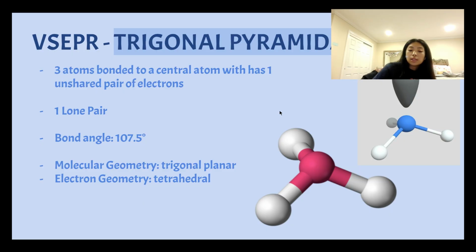So if you look at this, this is the molecular geometry. You have your central atom, and you have three atoms around it. But what causes this shape to not be the same as a trigonal planar is that you have that lone pair on top, which causes all of the atoms to shift downward to leave space for the lone pair due to the repulsion. So just make sure you remember this shape.